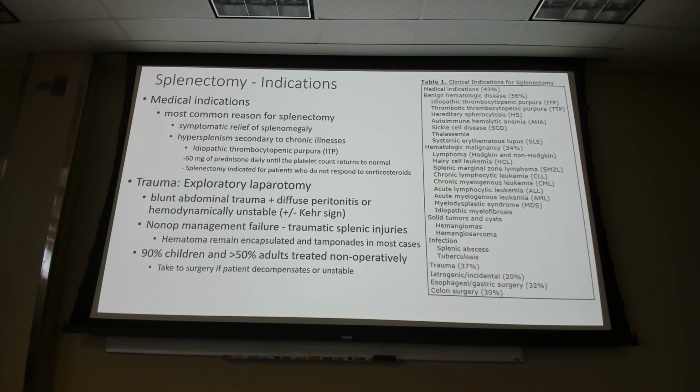And then here, the most common reason for splenectomy now is typically medical indications. It used to be trauma, but like I said, we try to save the spleen as much as we can. You will see ITP quite frequently as well from hypersplenism, and that's where you have significant thrombocytopenia, typically below 30,000, sometimes below 50,000, with some sort of bleeding risk.